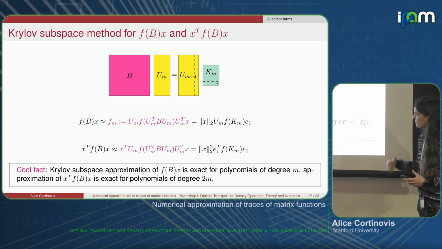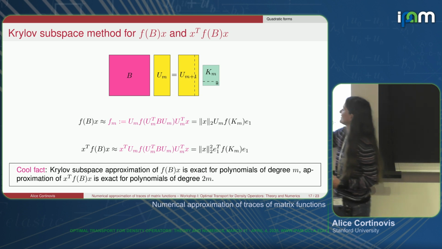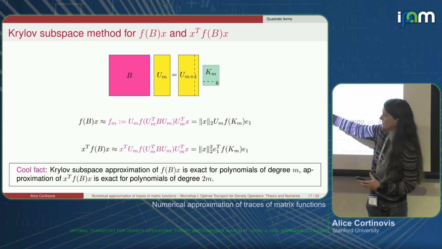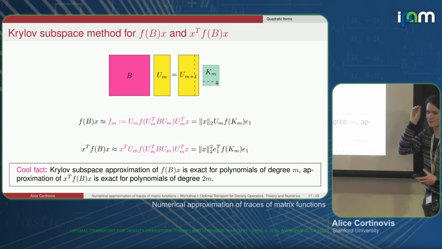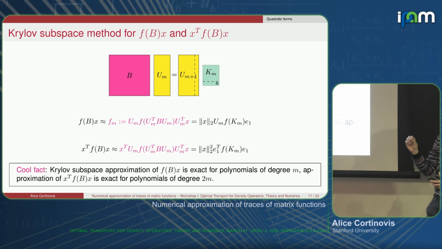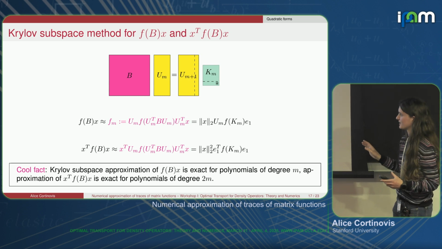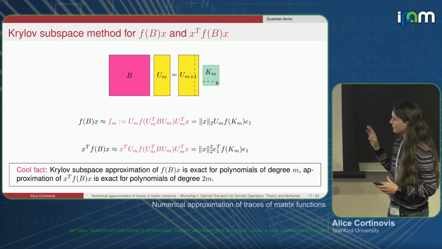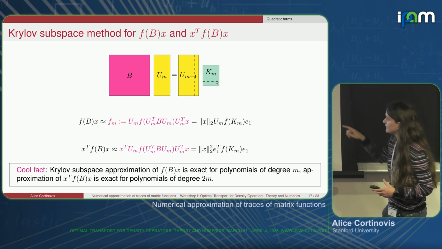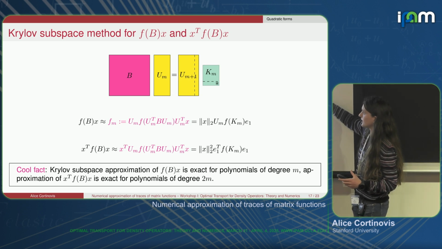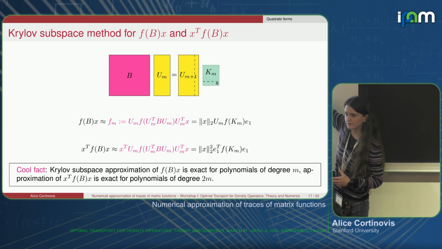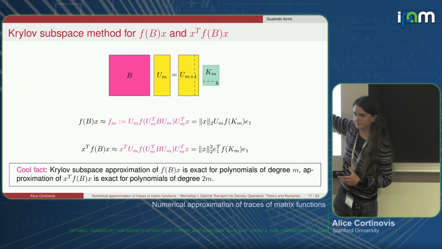And then operationally, what happens is you really just need to look at this Km, evaluate the function f on this Km matrix, take the entry in position (1,1), and multiply by the square norm of x. Now, this may seem like black magic. I'll say something about that in the next slide. But I want to emphasize that this thing is exact. The first thing is exact if f is a polynomial of degree m, and the second thing is exact for polynomials up to degree 2m.